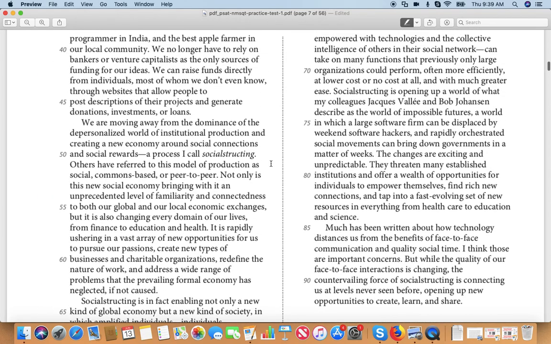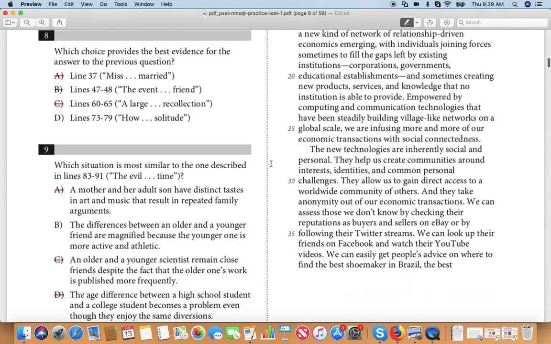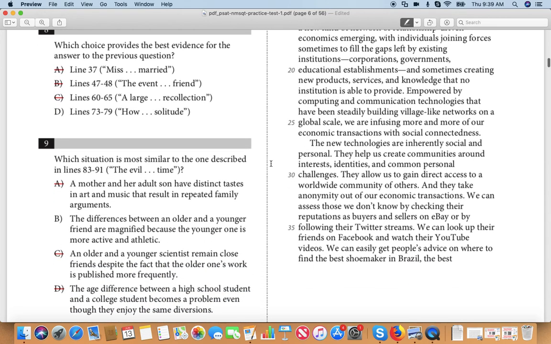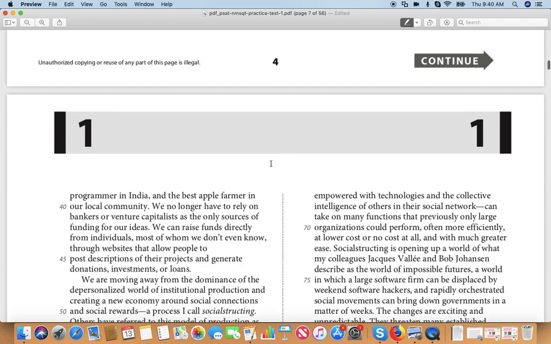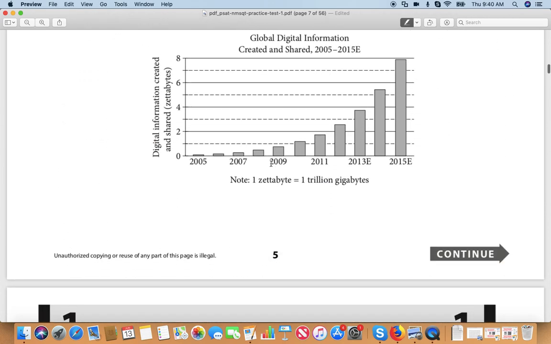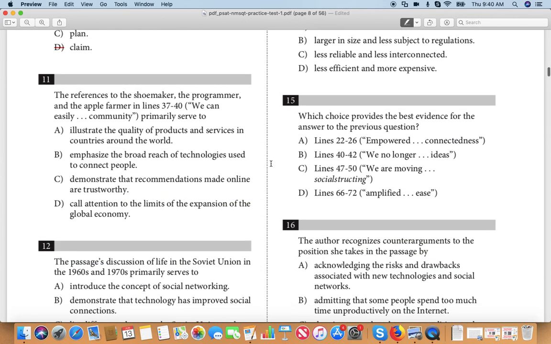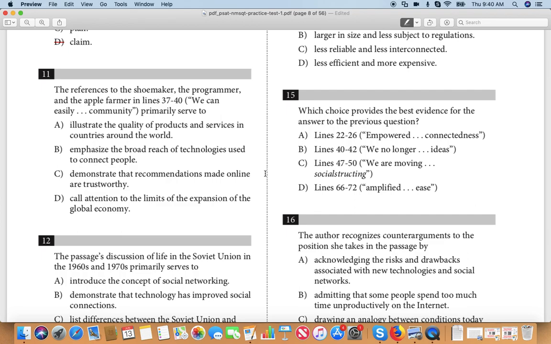Let's go back to that paragraph. What's the main point of that paragraph? It's like using social media to help connect people. Yes, exactly. That's it. It's not about whether or not online recommendations are trustworthy. And just thinking about that, by the way, what do you think is a better answer choice, A or B?